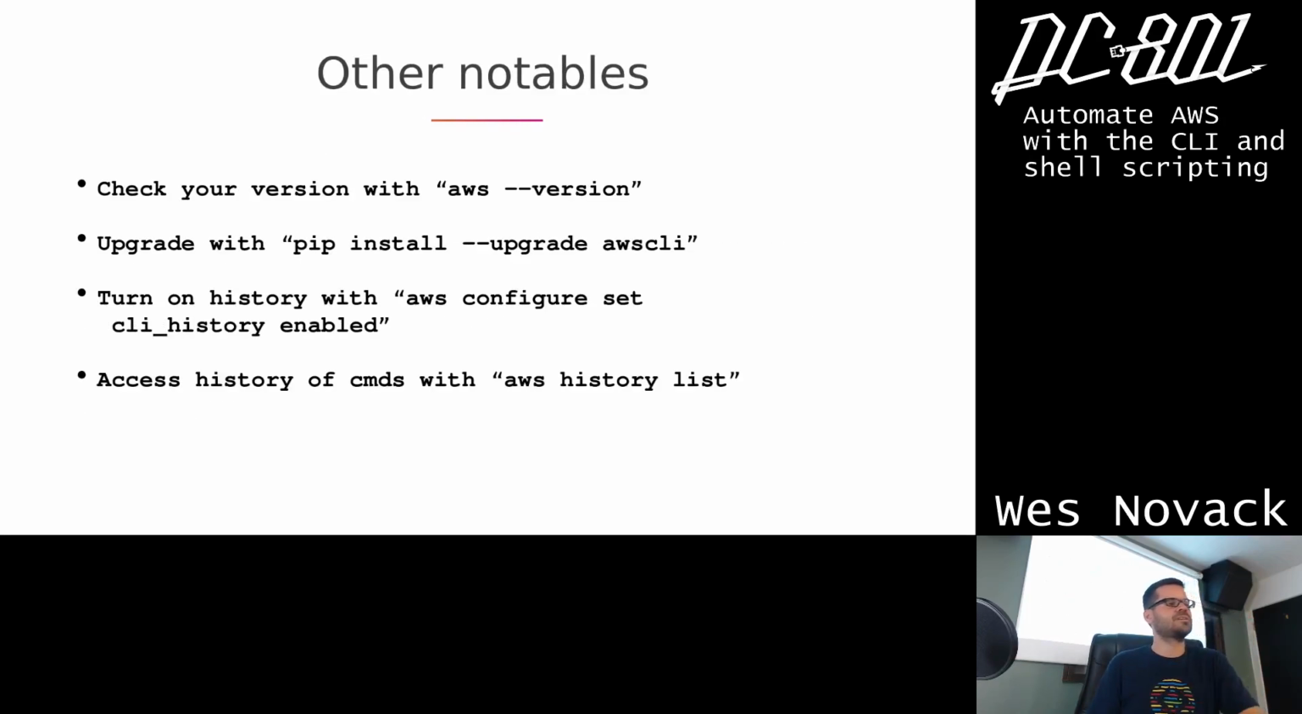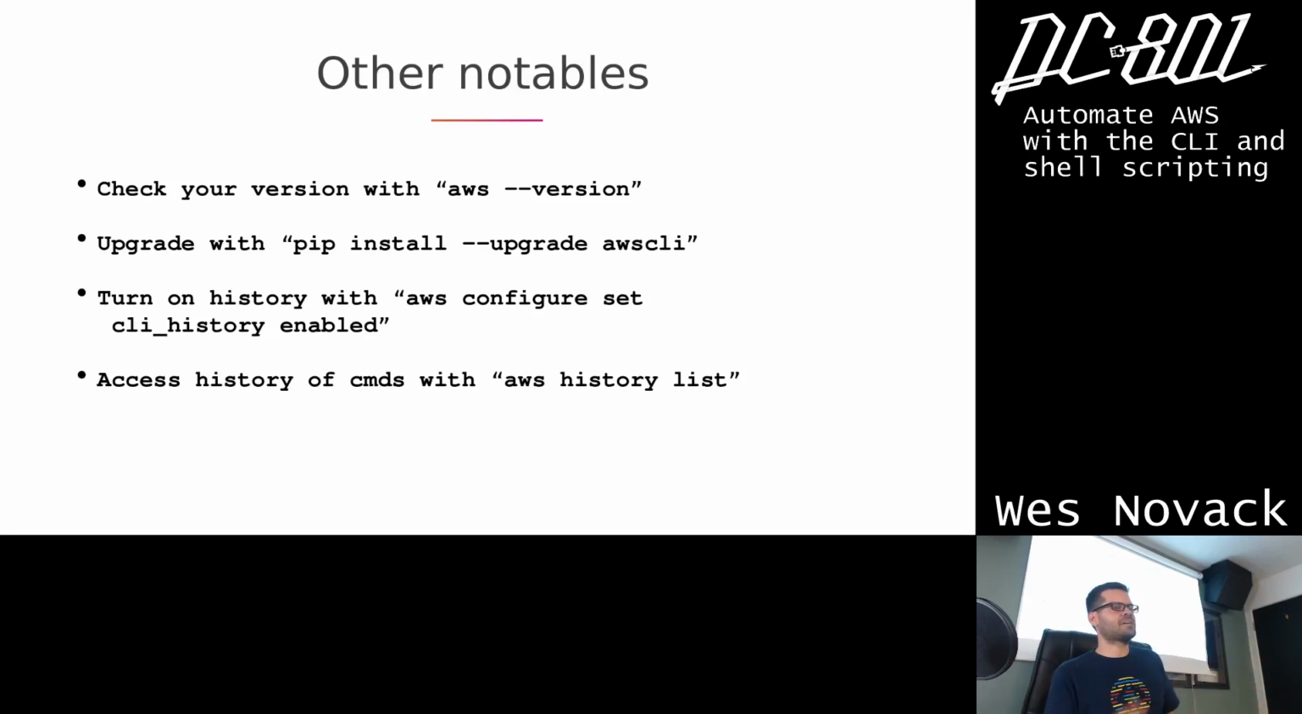Other things to note: you can check your AWS CLI version with aws --version. AWS is a tremendously fast-moving ecosystem, right? They're launching new services or features every week. Even old services that maybe you've been using for a long time get new features all the time, which means new subcommands will pop up in the AWS CLI.